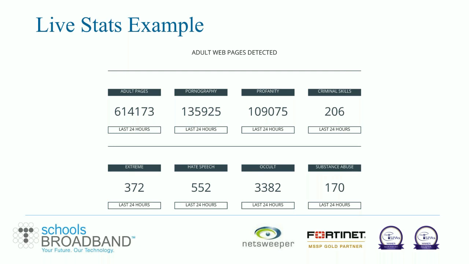So you can see 614,000 adult pages. And then when we start looking at prevent and education specific, you're looking at criminal skills, extreme hate speech. So looking at that, almost 1,000 URLs just categorized in 24 hours, just around that area there.